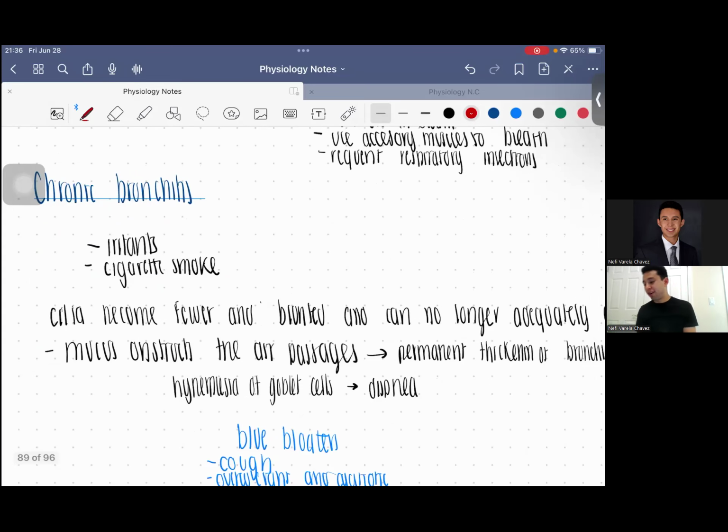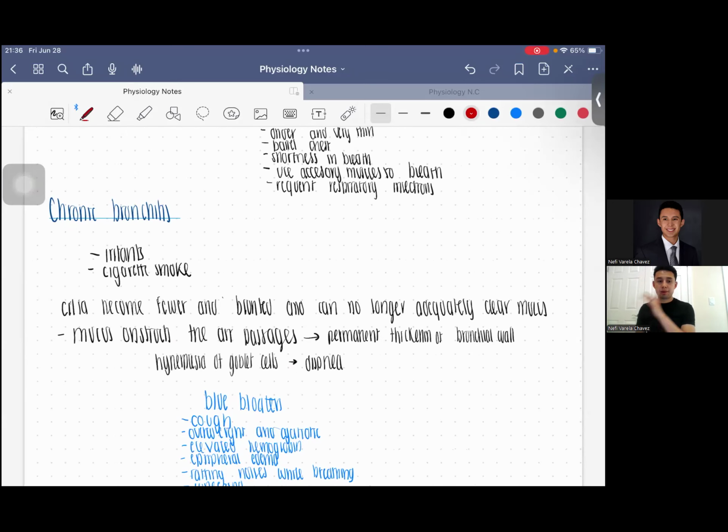Finally, chronic bronchitis. This happens with irritants and cigarette smoke, where we damage our cilia and they become fewer, and eventually they cannot clear mucus. So mucus starts building up in air passages, and as a result, we get a thick bronchial wall.